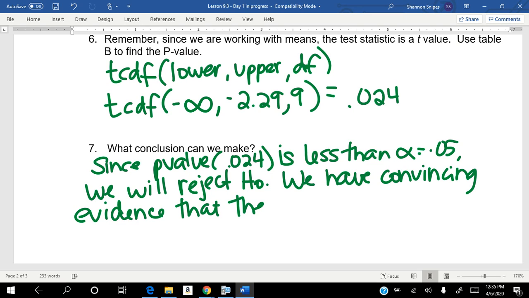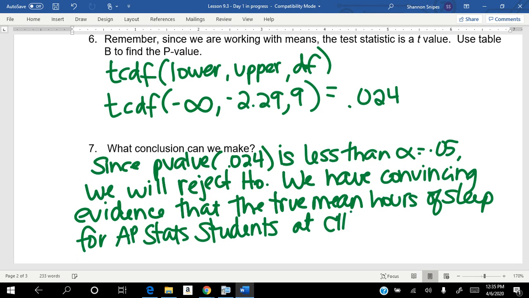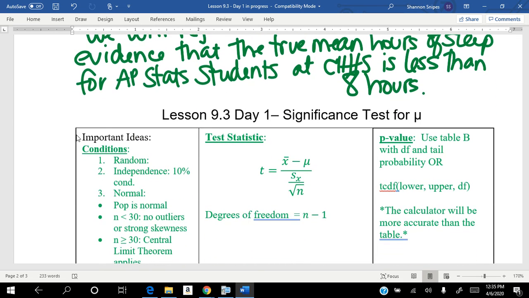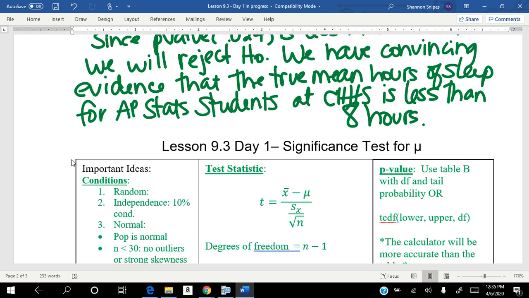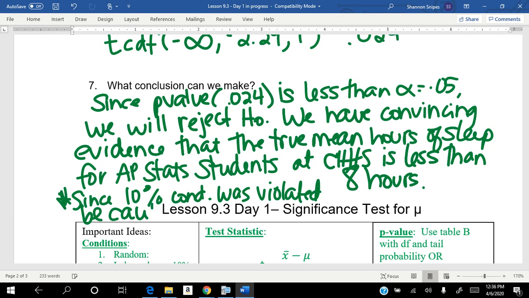that the true mean hours of sleep for AP Statistics students at Corinth Holders High School is less than 8 hours. All right, so that's your significance test for mu. Oh, I forgot something. We're going to put a little star here. Since the 10% condition was violated, be cautious using this result.